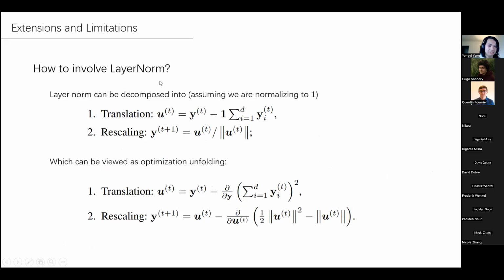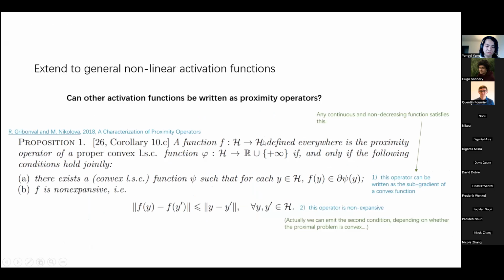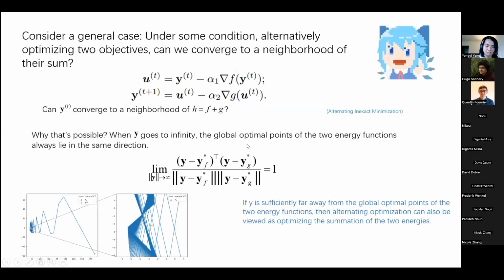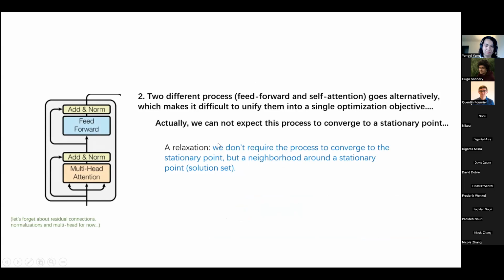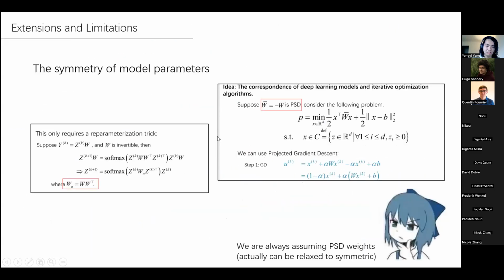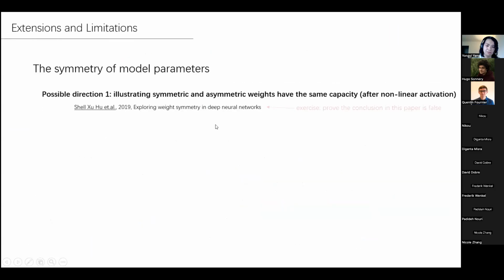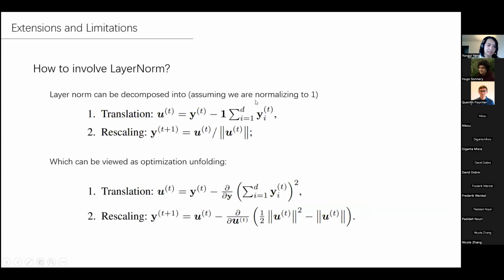Okay, so another extension is layer norm. Remember, at first we said we ignore the layer norm and the residual connection for now. For residual connection, it's kind of easy. You just need to choose a step size of alpha less than 1 instead of 1. Then you can get residual connection.